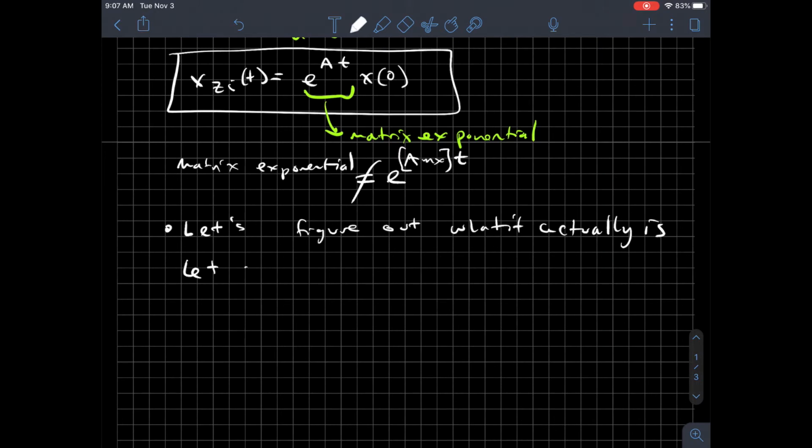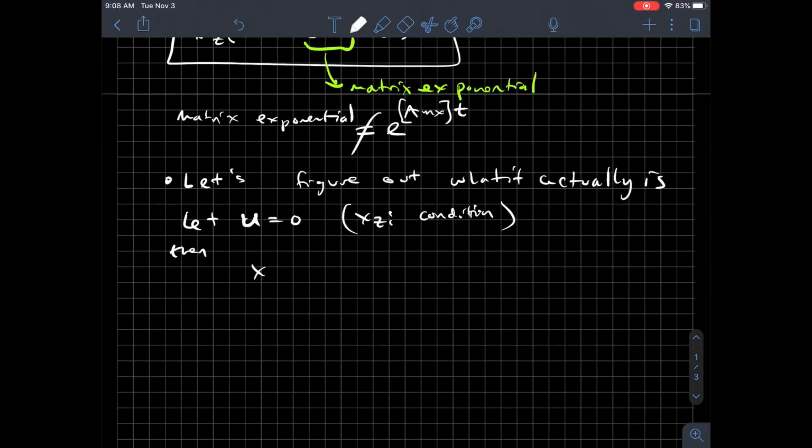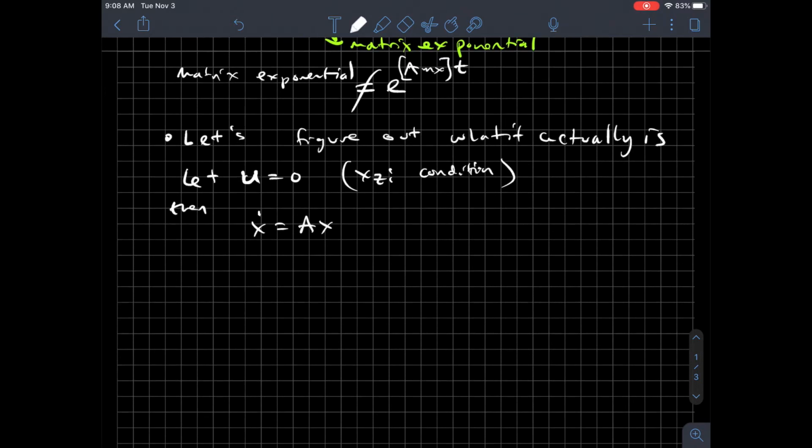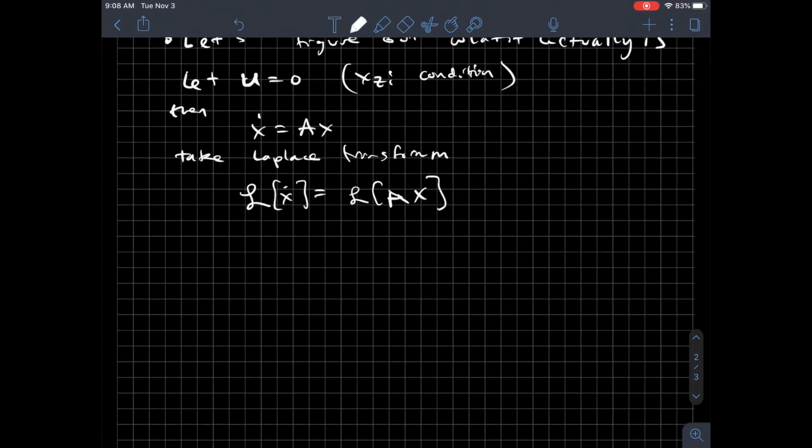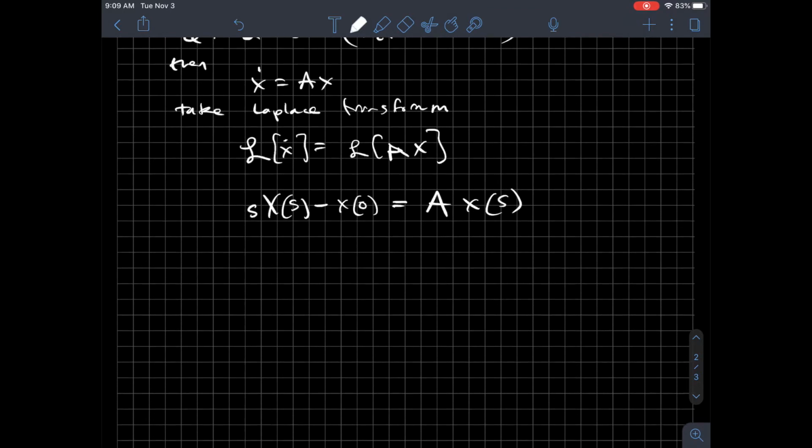So let's let u be equal to 0. This is the condition for x zero-input. If that's true, x dot is equal to A times x. So now what I want to do is take the Laplace transform. If I write out the Laplace transform, we assume there are some initial conditions. So for this derivative, I've got s X of s minus x naught, the initial condition, is equal to A X of s. So let's isolate x of 0 to one side and get the X of s's gathered together.